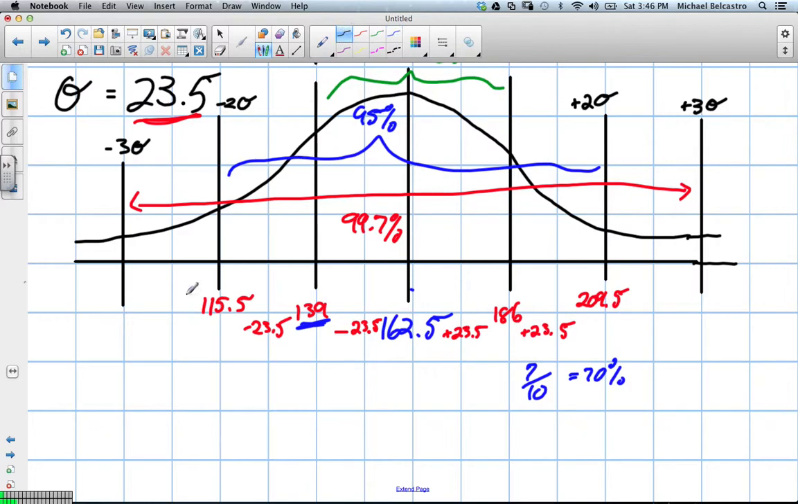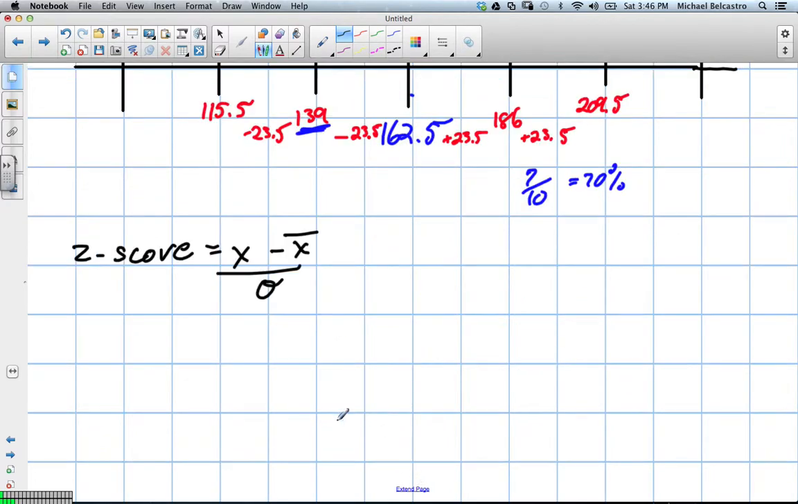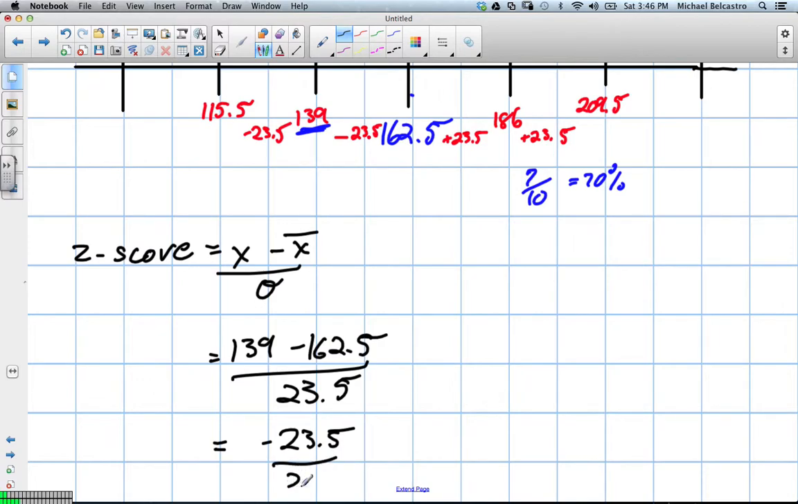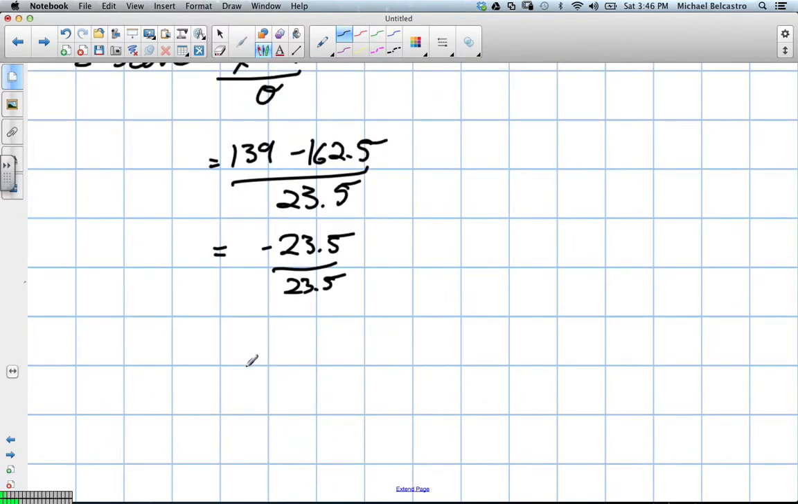Okay, well, there's a formula for z-score. Your z-score is equal to the number we're looking for minus the mean, divided by the standard deviation. This is how we find a z-score. So our number being 139, our mean being 162.5, and our standard deviation being 23.5. Let's calculate those values. I think that's going to give us negative 23.5 on top. Is it going to be negative 1? Yeah. I've chosen this purposely just so we get an idea.